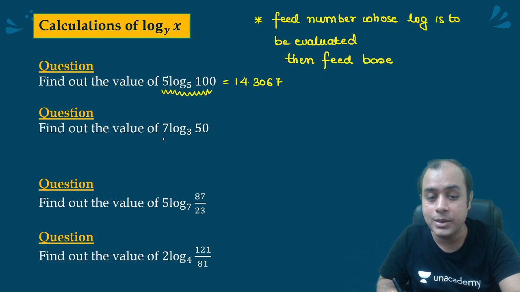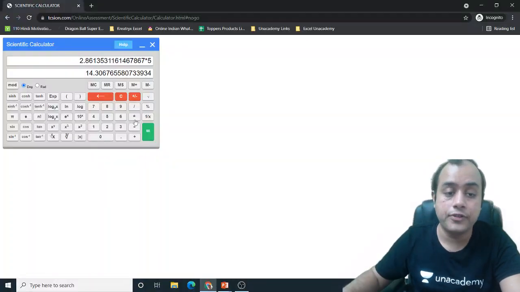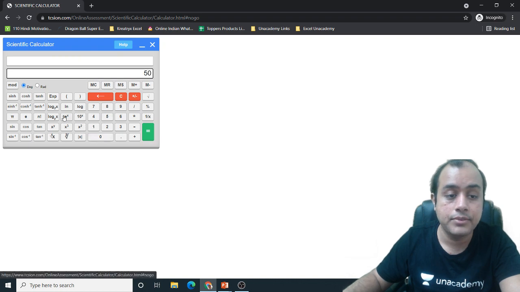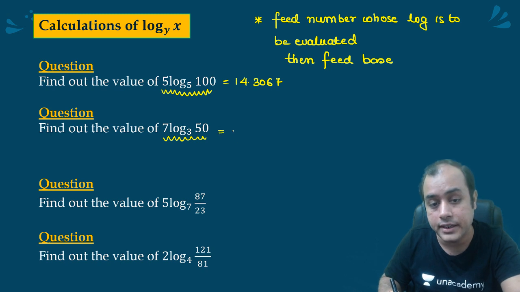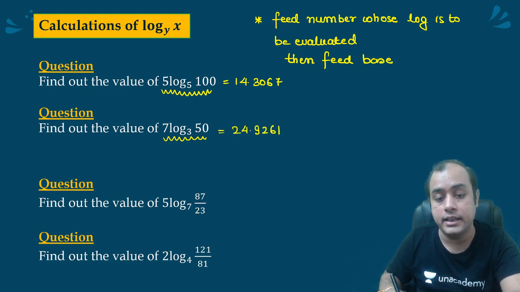Now let's try one more. 7 log on a base of 350. So first I will feed 50, then log by x, 3 into 7. 24.9261. You can try it with me, guys. You can also try it with me.